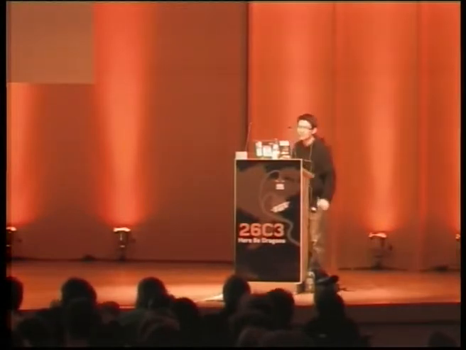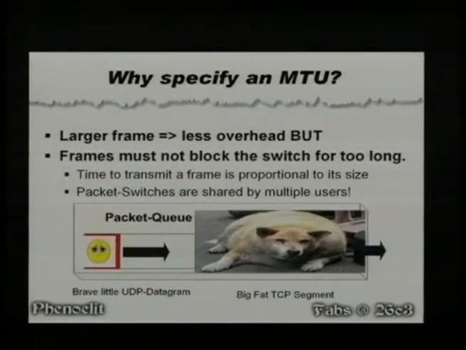So why would you specify something like that? Well, here's a problem. We actually share switches. So if you just tell people you can send frames as long as you like, then if you're the little packet and you have to wait for that big packet to just leave the switch, then that's going to take a long while. So that's probably a little voice over IP packet.